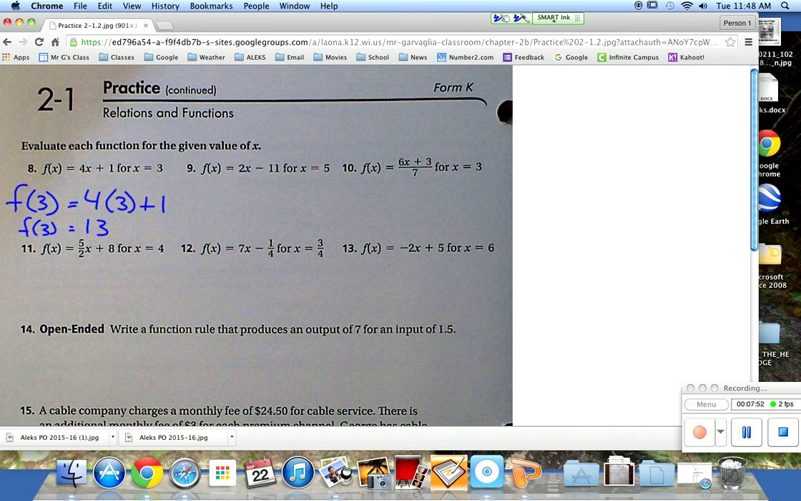Okay, that's called a function. Take a look at number 9. How would you do number 9? Go ahead and write it out on the paper once and see if you can get it.